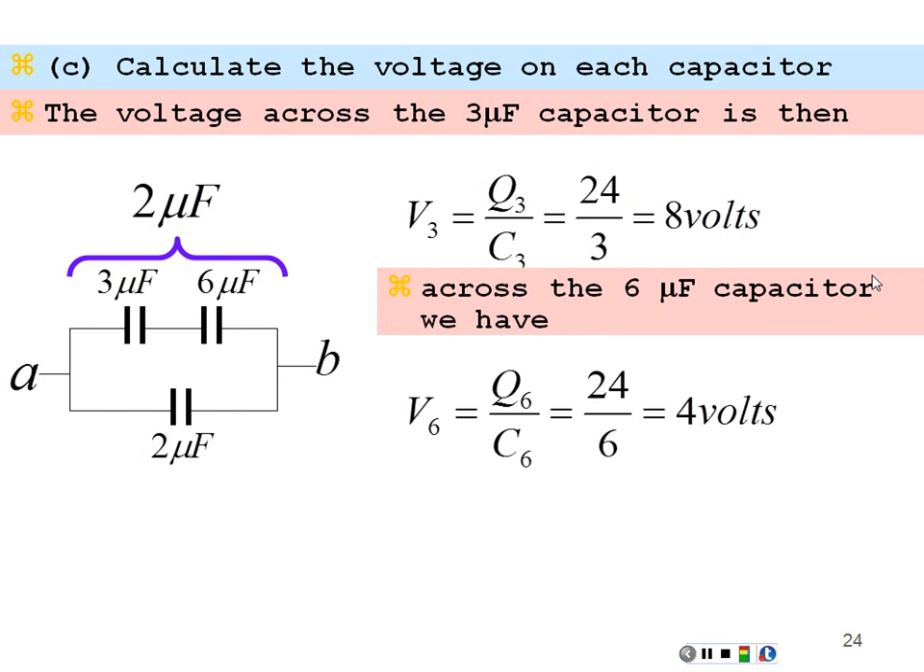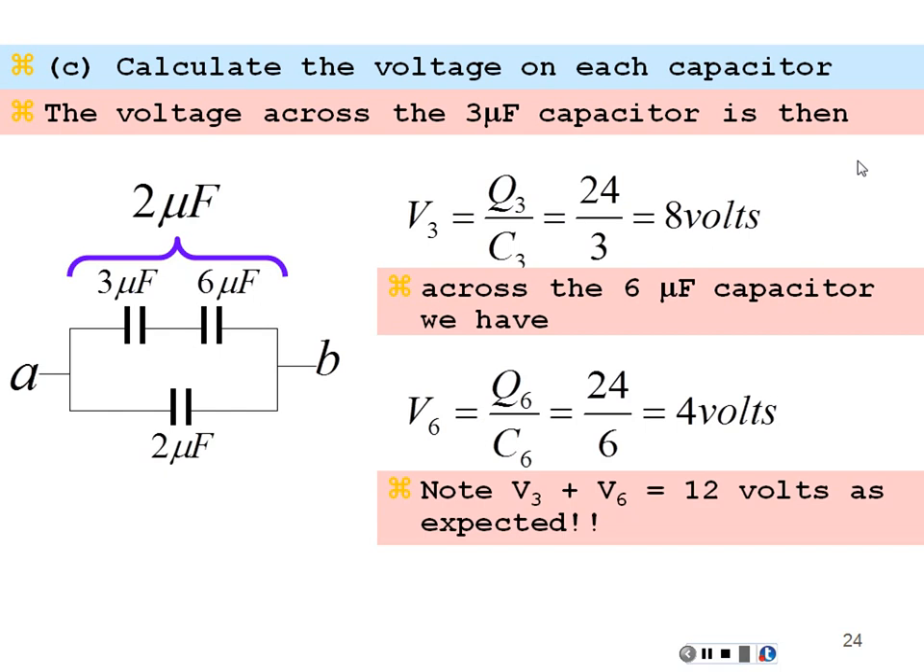For the 6 microfarad capacitor, it will be 24 microcoulombs over 6 microfarads. Micros cancel out again, 4 volts. So the 12 volts is being shared kind of inversely. The 3 microfarads will have 8 volts. The 6 microfarads will have 4 volts. And the 2 microfarads will have 12 volts across it as expected. The whole branch is in parallel with the battery.